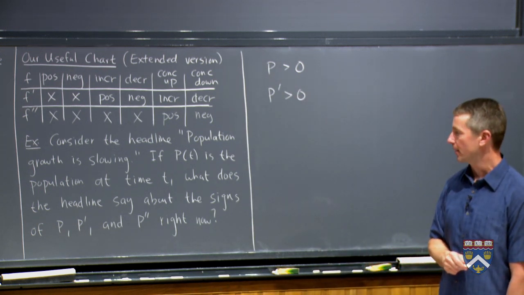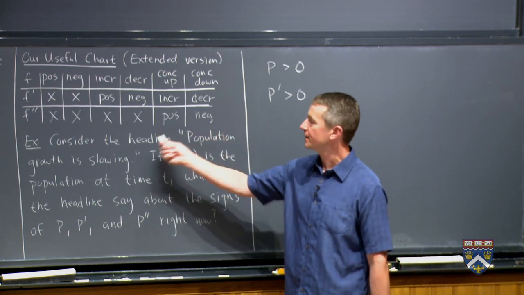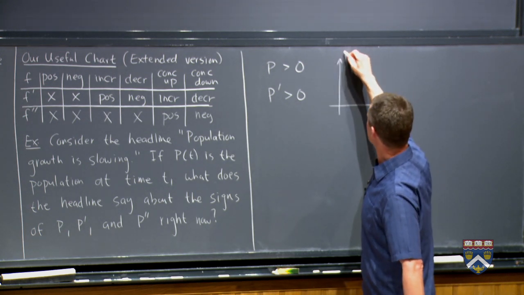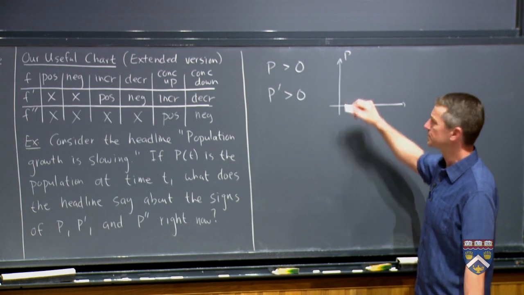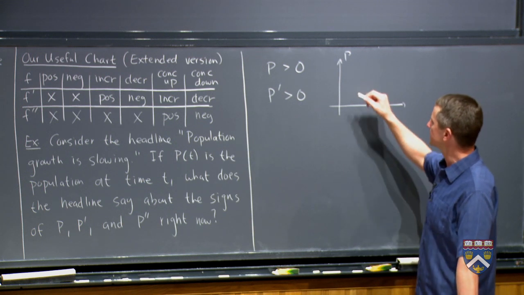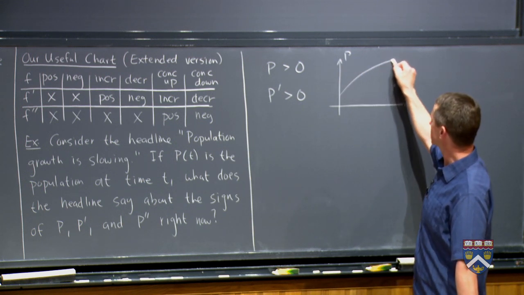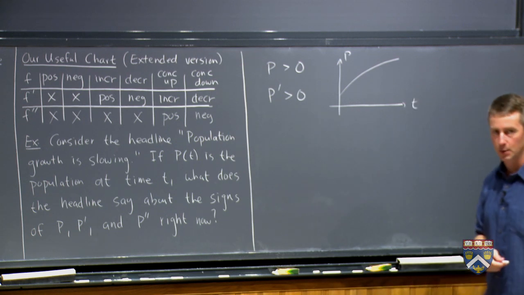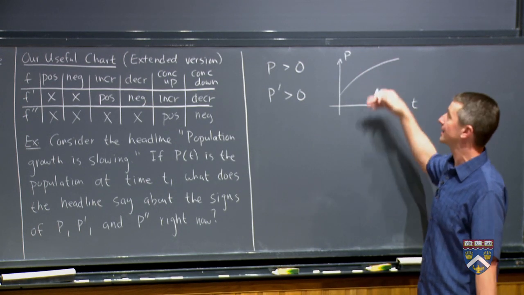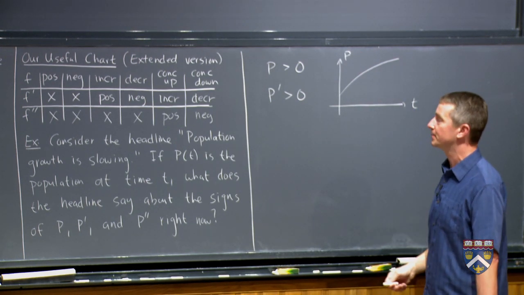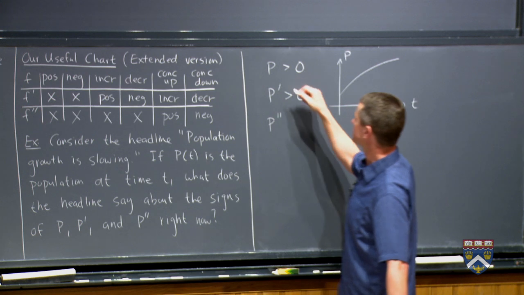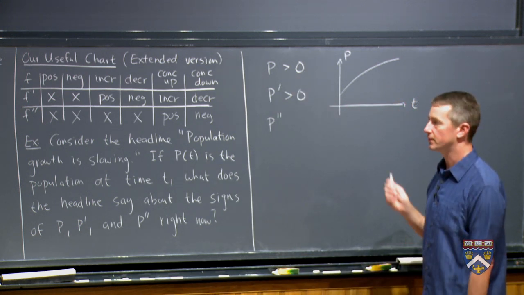Now what about p double prime? I hope when you are thinking about what the graph of p might look like, the graph of population, its growth is slowing. So what are you picturing when you're thinking about that? Concave up or concave down? If the growth is slowing, the population should be looking like this, meaning concave down. And then we can think about this two different ways. We can think that our definition of concave down, p being concave down, is that p prime is decreasing. And if p prime is decreasing, if any function is decreasing, what should be true about its derivative? Its derivative should be negative.